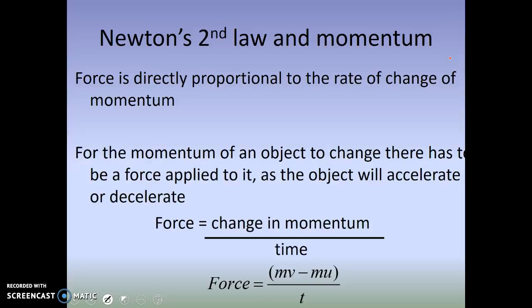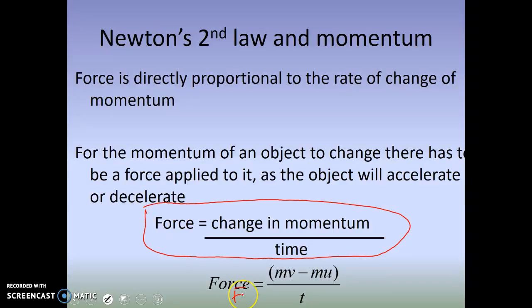So if you apply a force to slow something down, a decelerating force, that object slows down and it loses momentum. If you apply a force and something speeds up, it accelerates, it increases momentum. Because force is directly proportional to the rate of change in momentum, we get this equation: force equals change in momentum over time. Or in terms of symbols, force F equals mv minus mu, v being the final velocity, u being the initial velocity, and m being the mass of the object, all over time, the time you apply that force for.